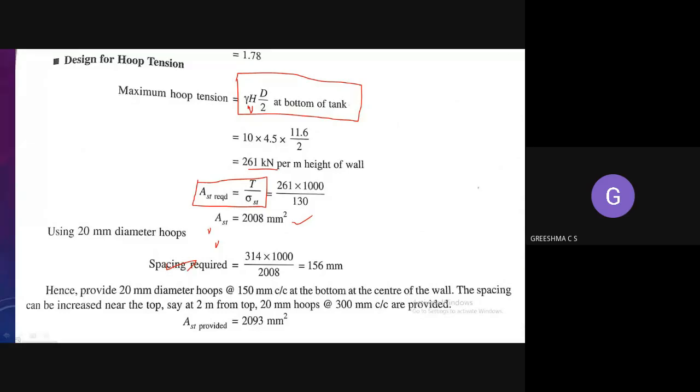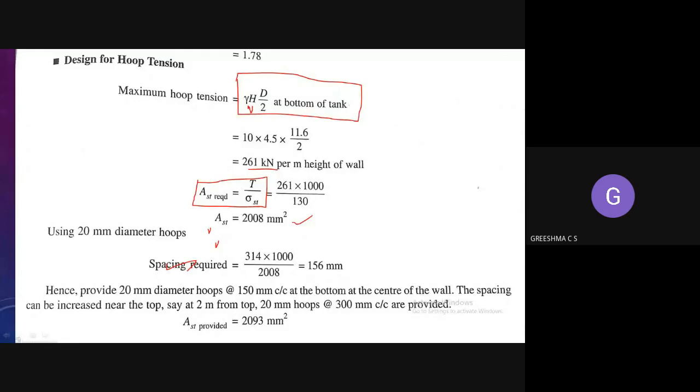You have to provide an area of steel of 2008 mm square there to resist the hoop tension. Here we are using 20 mm diameter hoops. I will tell you what hoops are later. For now, just understand that we are using hoops, all of 20 mm diameter.